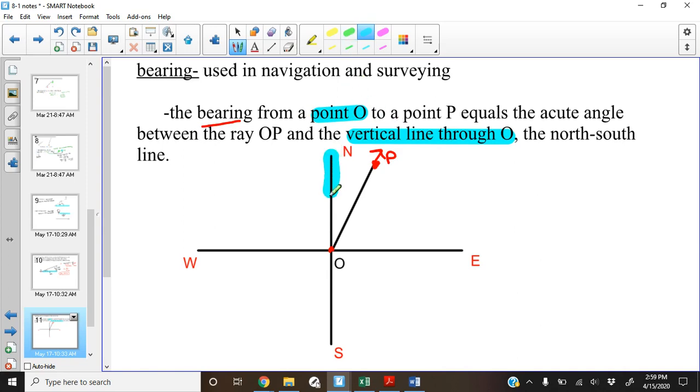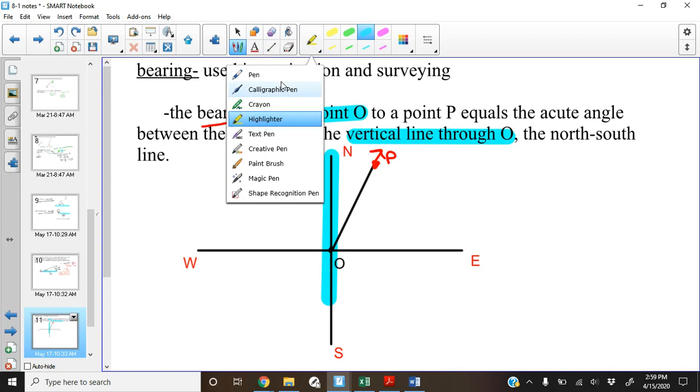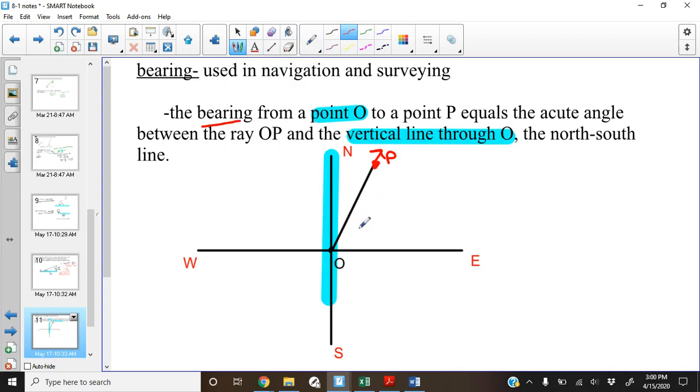Well, in this case, here's the vertical line from O. Let's say they gave us that this angle over here was 70 degrees. Well, that doesn't tell us the bearing. The bearing is always from the vertical line to the point P, right? So that's this angle here. But we know that that's a 90-degree angle, so if that's 70, then this is 20. And that's what we use for our bearing.